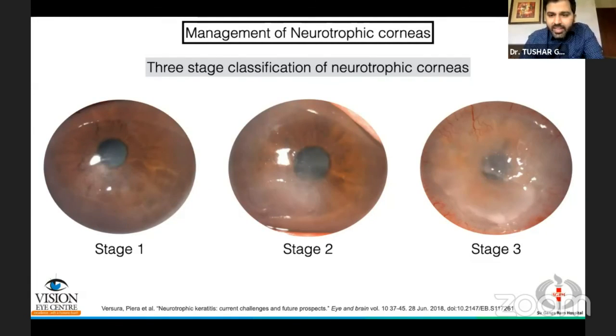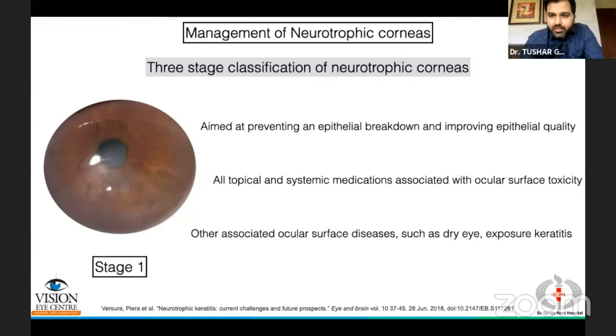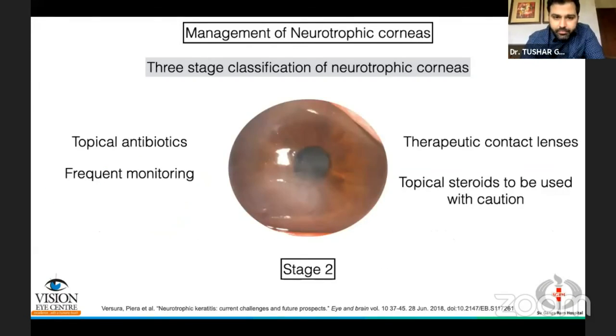This is the three-stage classification of neurotrophic corneas, where in stage one, you're just starting to have epithelial breakdown. You have punctate epithelial erosions, you have some epithelial hypertrophy, and all of these things. So here you have to basically try and prevent epithelial breakdown from happening, improving the health of the ocular surface. Any medications, topical or systemic, that are causing the ocular surface issues should be stopped, and any other associated ocular surface diseases that exist should be treated.